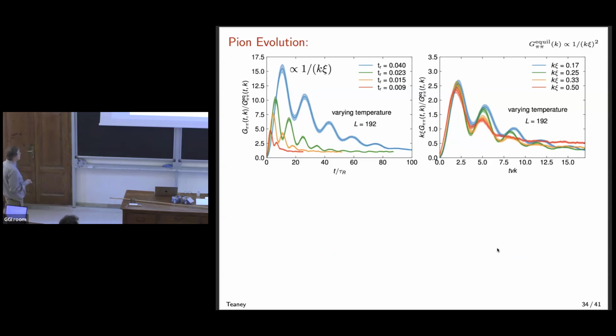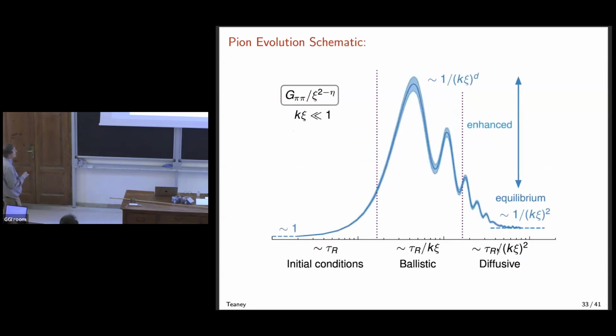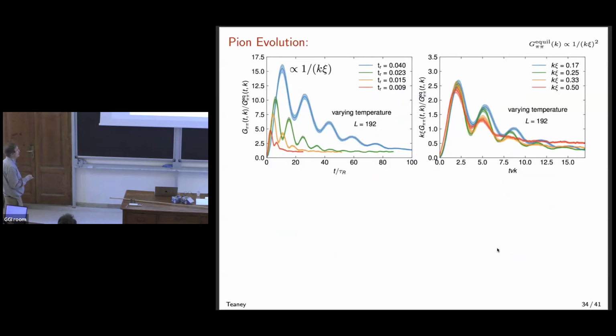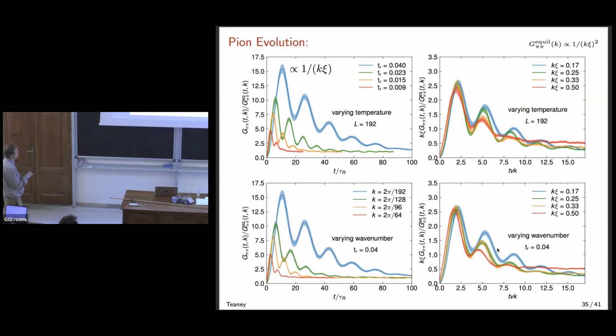Of course you can check this scaling. We have this prediction for how the pion yield should go following a quench, and you can check it in a variety of ways. Here we change the temperature, but you could also change the volume, change the wave number, and keep the temperature fixed. You can see it's basically very similar data collapse, verifying the basic outlines of that.